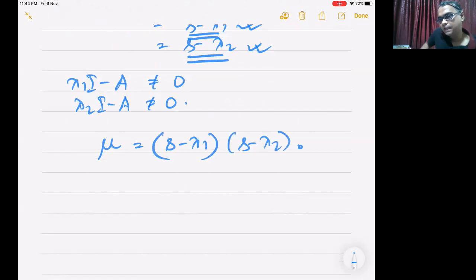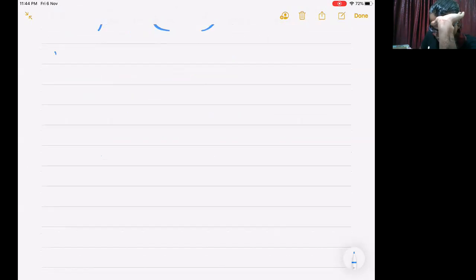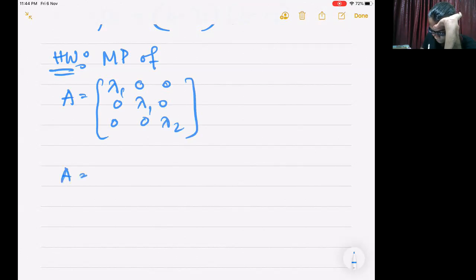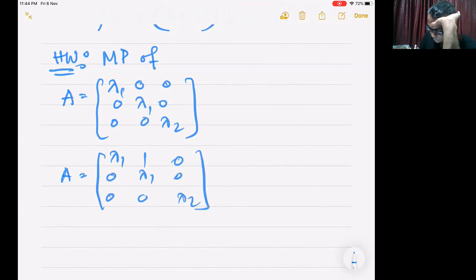Right? Do the same thing for this situation. So this goes to you as homework. Try and find out the minimal polynomial of A equals lambda 1 0 0, 0 lambda 1 0, 0 0 lambda 2. Find out the minimal polynomial of this. Also find out the minimal polynomial of lambda 1 1 0, 0 lambda 1 0, 0 0 lambda 2. Of course lambda 1 is not equal to lambda 2.